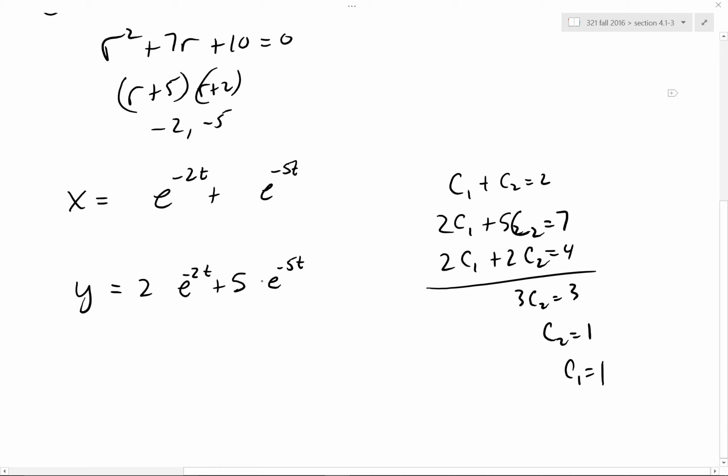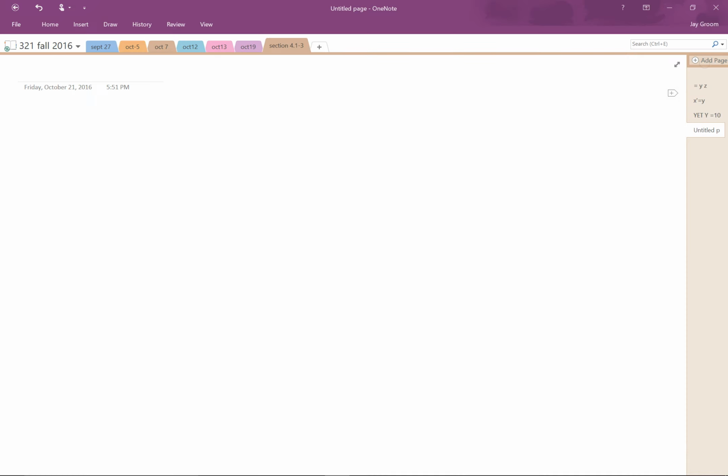Ta-da! Not too bad. Now that's a little sleight of hand, and it's really nice when it works. And can it always work? Well, yes and no. For instance, if you got a particularly ugly one like this one, and I'm not going to solve this one tonight just because I don't want to right at the moment.